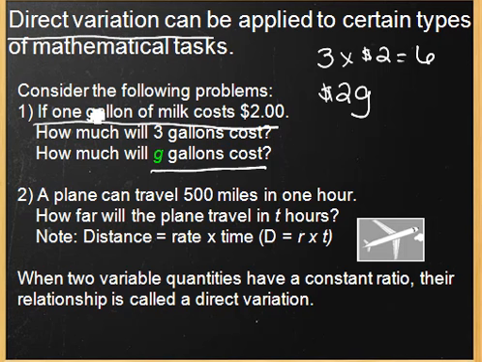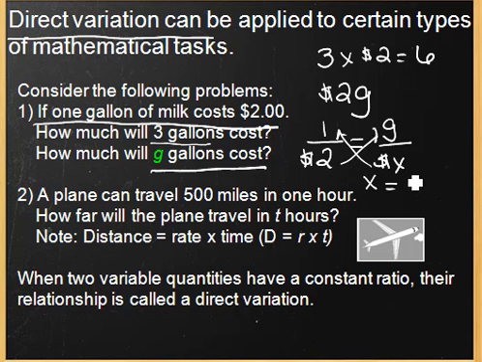It says that if one value increases, our other value is going to increase by a fixed or constant amount. For example, if we want to know how much 4 gallons could cost, we could set up a proportion or a constant ratio that says 1 gallon of milk costs $2, and we want to know how much G gallons of milk will cost. Notice when we solve this by cross multiplication, we get x is equal to 2 times g.